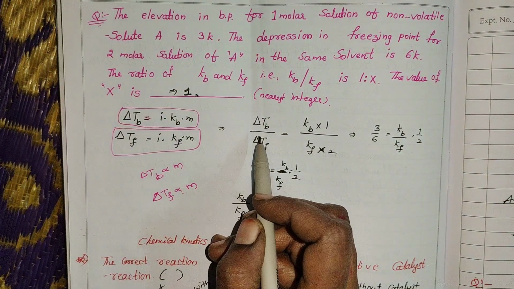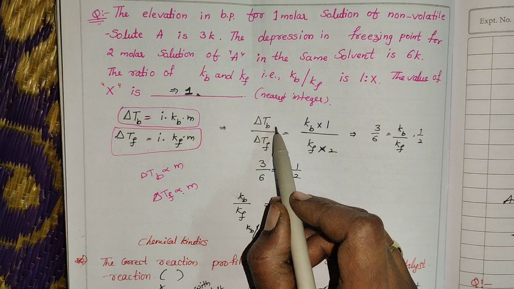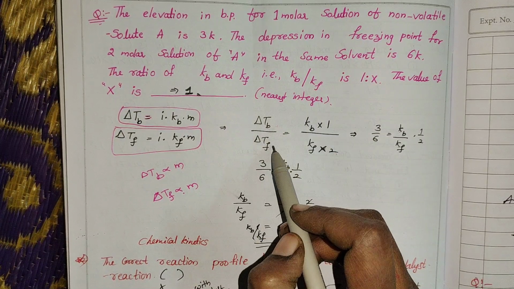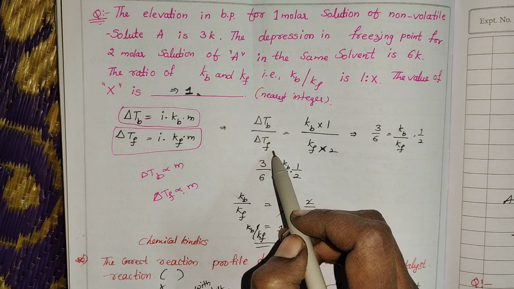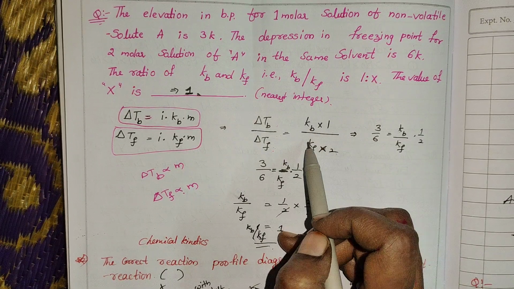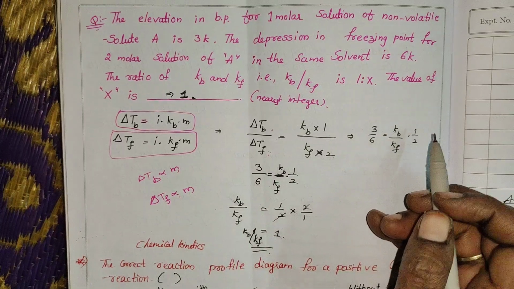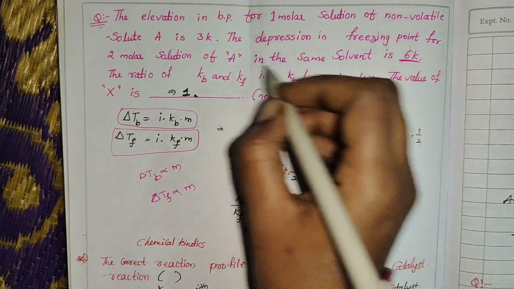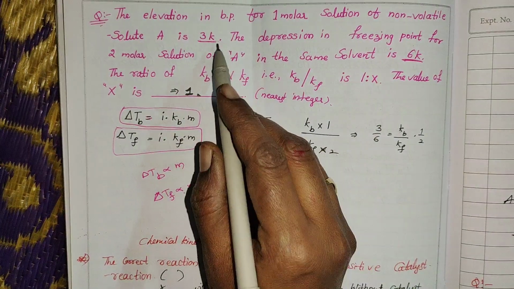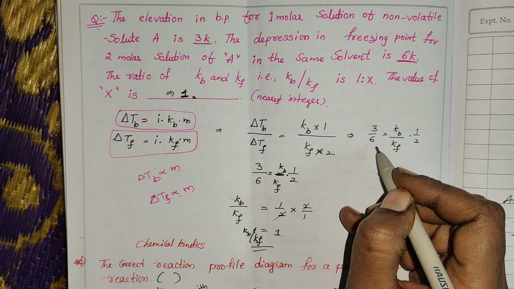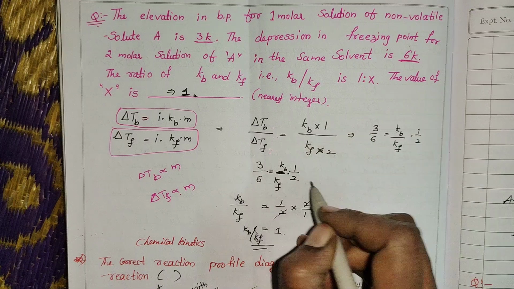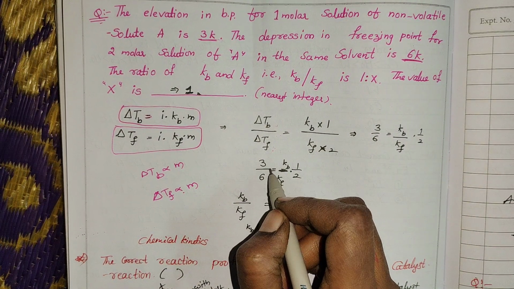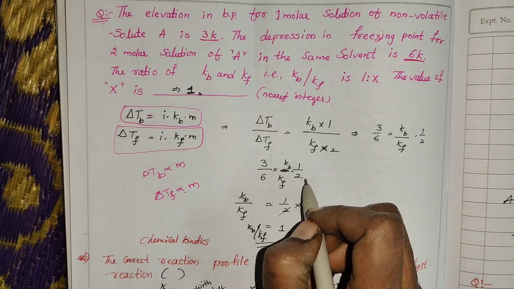Here I want a factor, we have to write, already he mentioned. Okay, according to that, if you write delta Tb by delta Tf, why? Because here Kb by Kf is there, right? So that is why here we have to write delta Tb by delta Tf equals Kb into 1 by Kf into 2. Okay, so this is the ratio. Once you check, here 6 is given, here 3 is given, that is why 3 by 6, if you take 3 by 6, 1 by 2 will come. Okay, so that is why directly we wrote like that. Next, delta Tb value also 3 by 6, Kb by Kf equals 1 by 2.